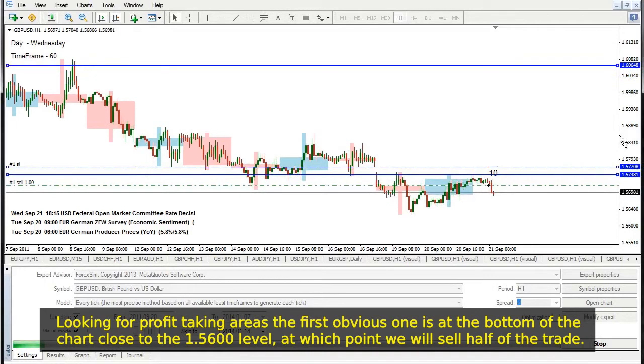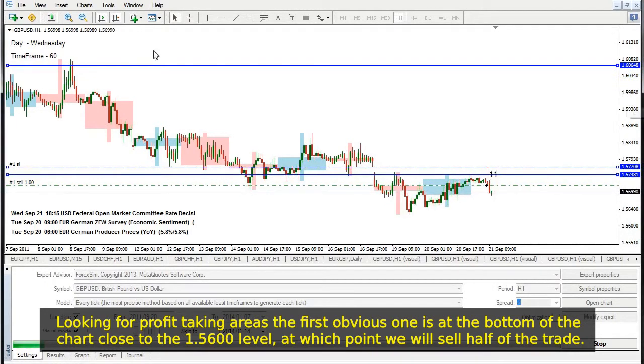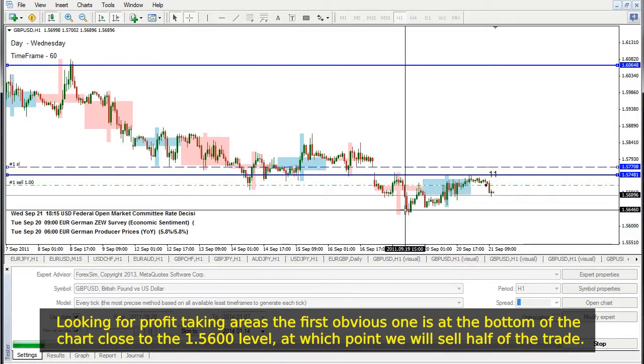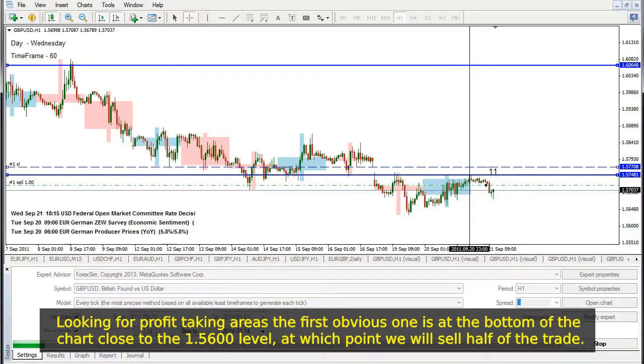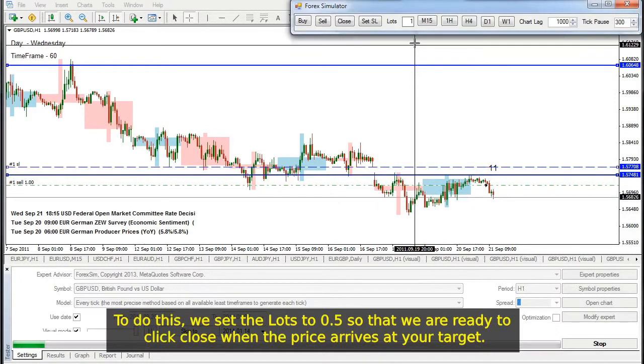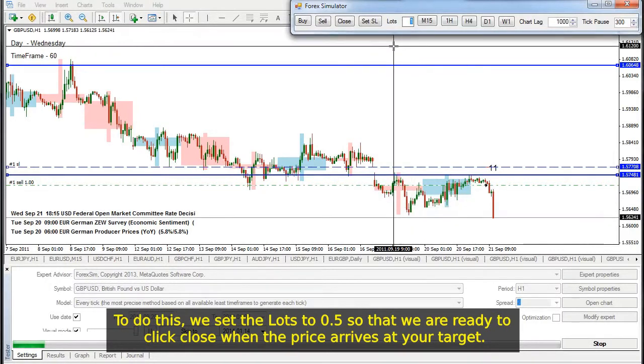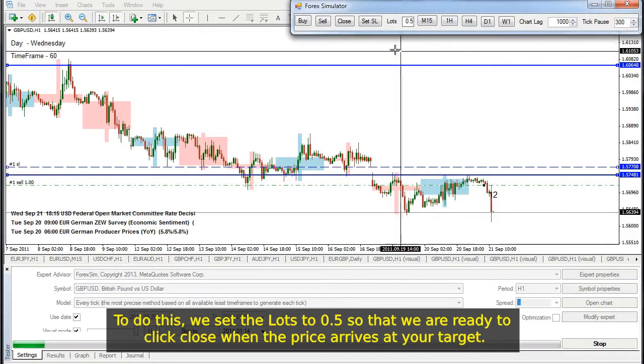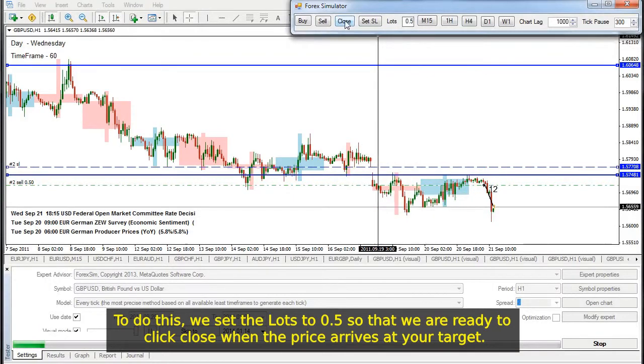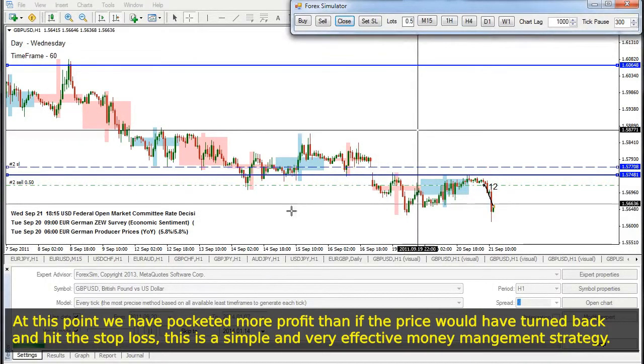Looking for profit taking areas, the first obvious one is at the bottom of the chart, close to the 15600 level, at which point we will sell half of the trade. To do this, we set the lots to 0.5 so that we are ready to click close when the price arrives at our target.